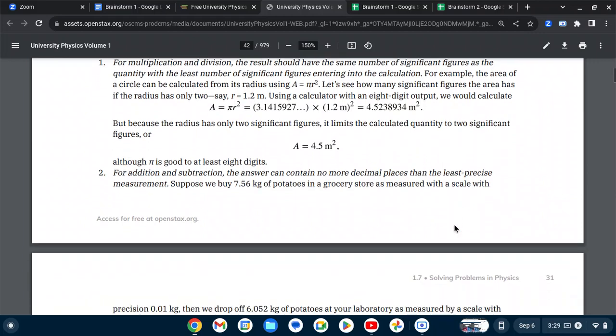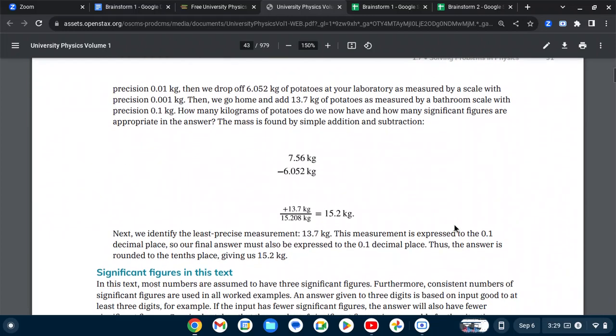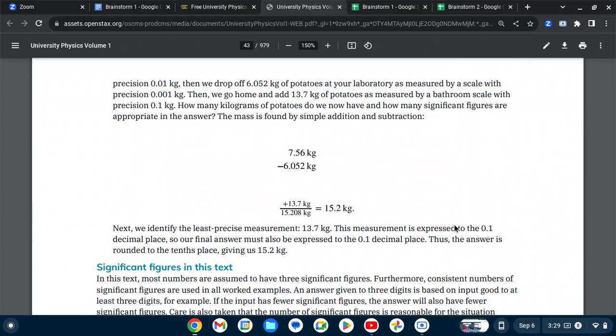For addition and subtraction, the answer can contain no more decimal places than the least precise measurement. Suppose we buy 7.56 kilograms of potatoes in the grocery store as measured with a scale with precision 0.01 kilograms. Then we drop off 6.052 kilograms of potatoes at your laboratory as measured by a scale with precision 0.001 kilograms. Then we go home and add 13.7 kilograms of potatoes as measured by a bathroom scale with precision 0.1 kilograms. How many kilograms of potatoes do we now have, and how many significant figures are appropriate in the answer?